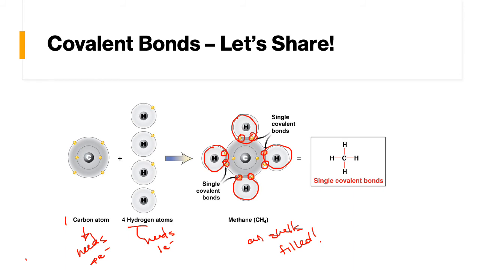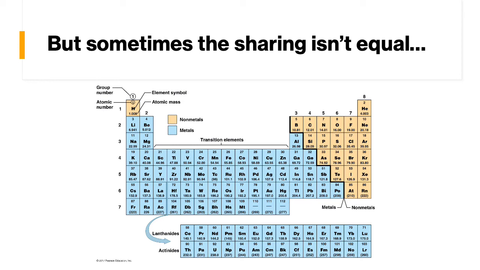So let's look at another example. We've just created the compound methane, or CH4, but sometimes the sharing isn't always equal. In general, if we were to look at the periodic table, the elements listed on the left-hand side can be considered weak, and as we move to the right, the strength increases. So these elements on the right tend to be stronger, meaning that they can hold on to electrons more strongly.